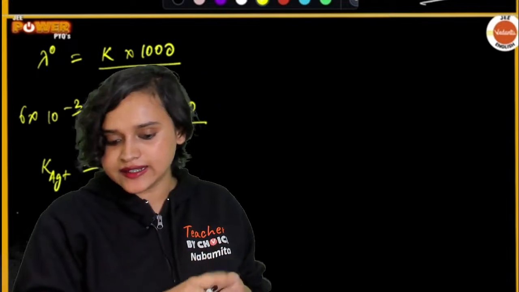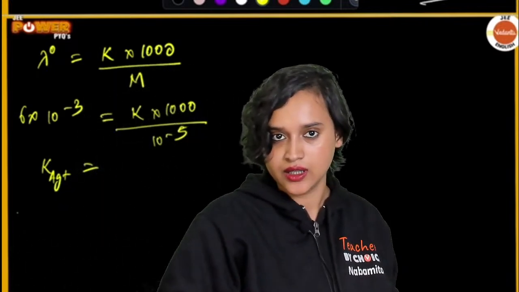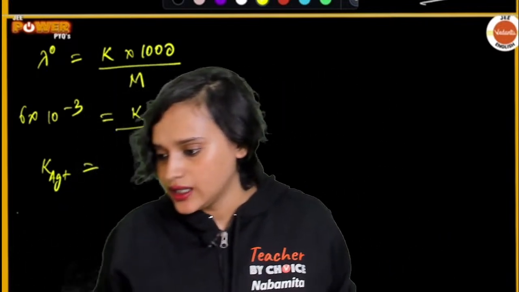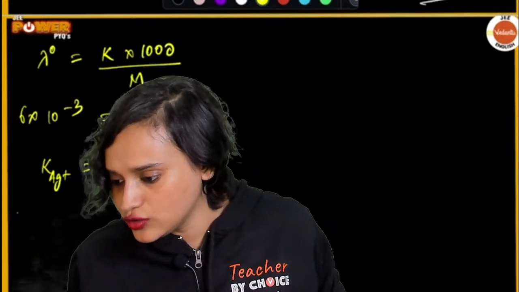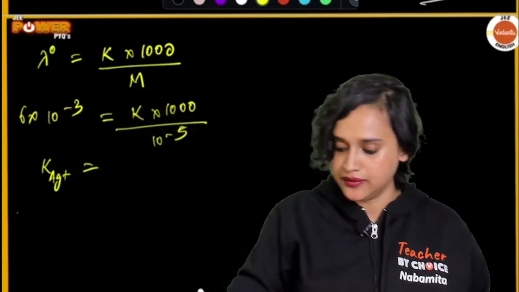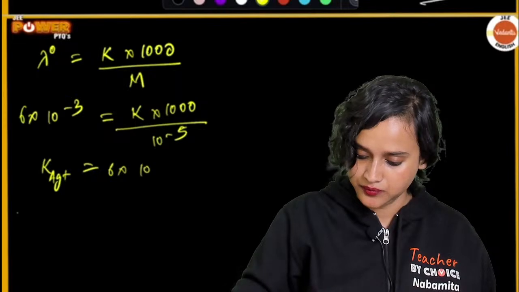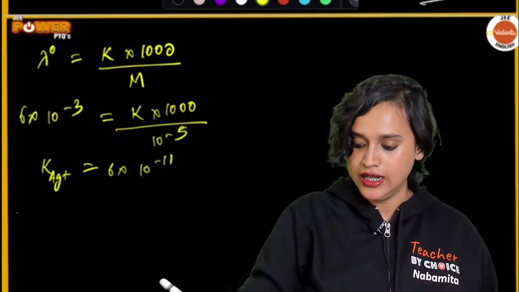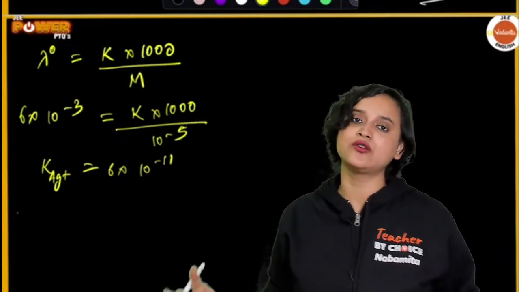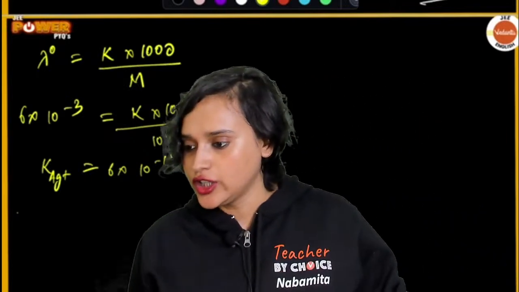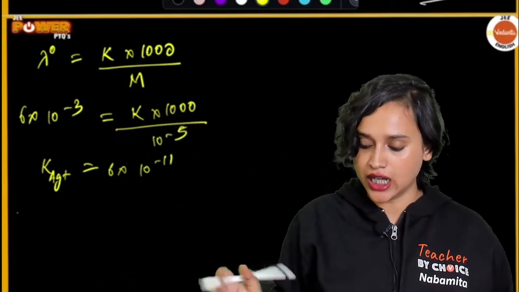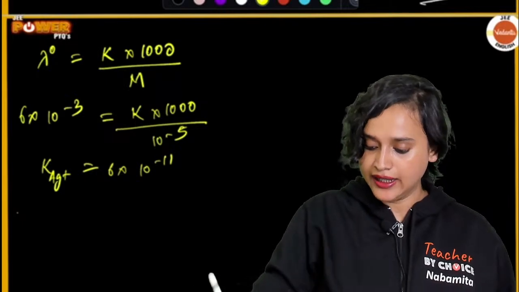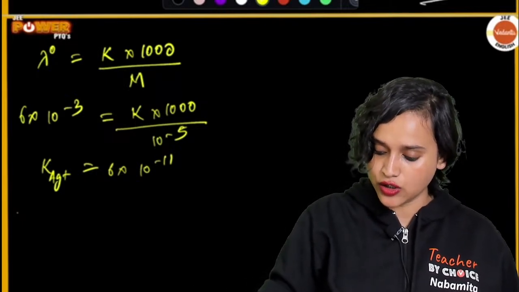Six. Are you getting 6? 6. 6 into 10 to the power minus 11. Chalo. Next, similarly you do this and then you have to add them. You have to similarly calculate it for the other ones and then you have to add them. Chalo, let's do the next one also.